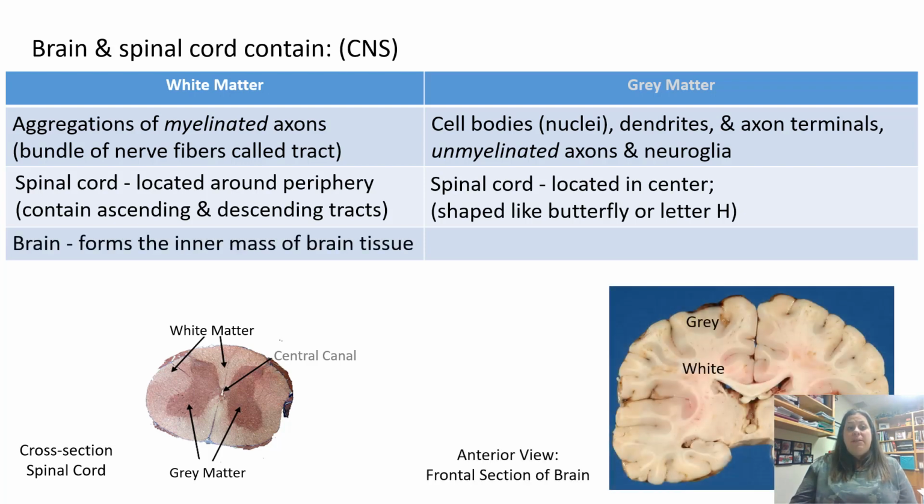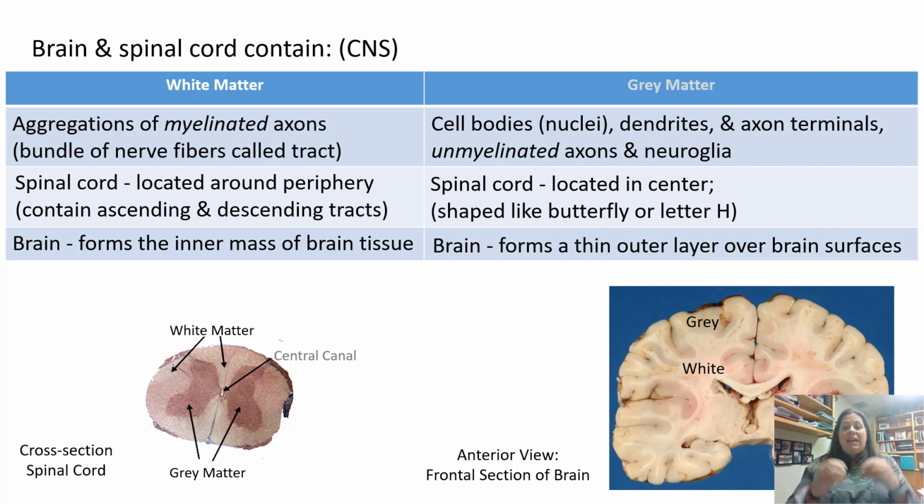The brain is going to be opposite. When we look at the brain, the inner mass of the brain is going to be the white matter, and the outer part is going to have a thin layer of gray matter. So we see that in the spinal cord, the inside is gray, the outside is white, and in the brain, the outside is gray and the inside is white matter.